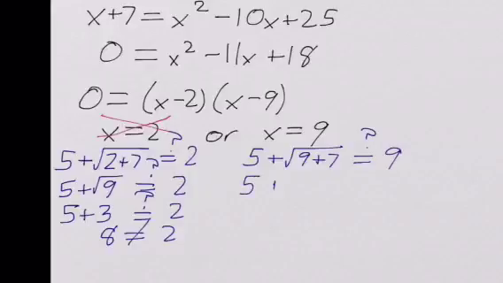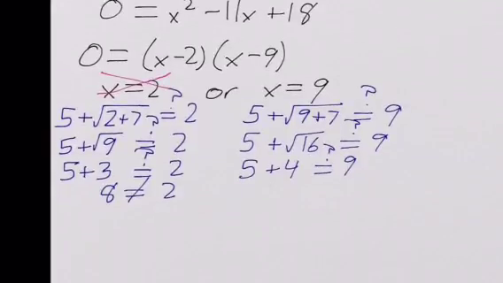So I have 5 plus the square root of 16, possibly being equal to 9. 5 plus 4, checking to see if it's equal to 9. And I get 9 equals 9. That checks out. So x equals 9 is a solution to our equation. So in this case, the only solution we get is x equals 9.